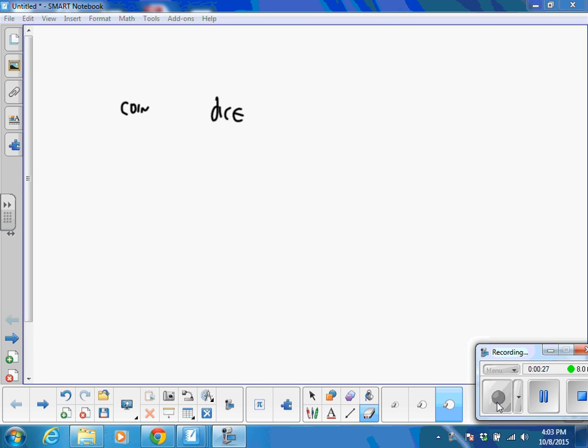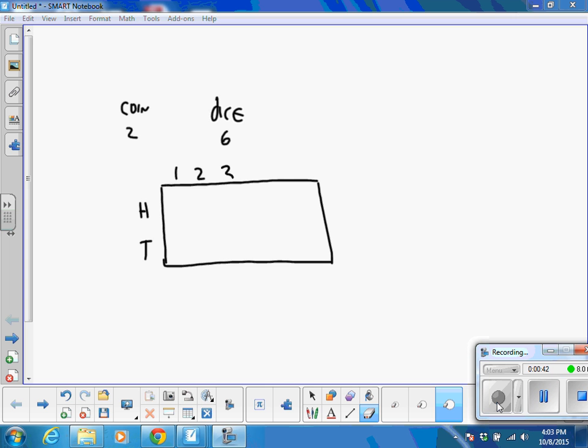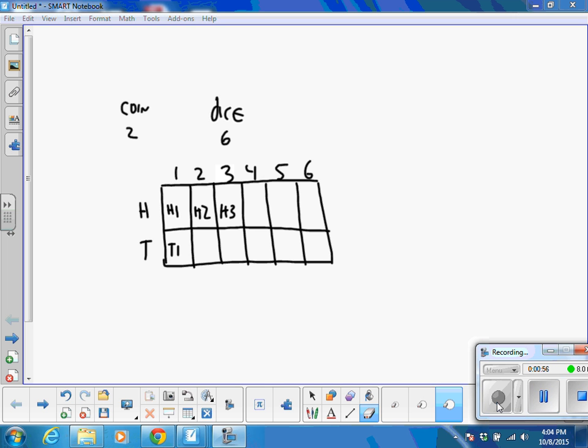Okay, my area model is going to have 2 options for the coin, heads or tails, and 6 options for the dice. So my area model actually is going to be more of a rectangle type thing, because I can either get heads or tails, and I can roll a 1, 2, 3, 4, 5, 6. So my area model looks like this. And this is getting a heads in 1, this is getting a tails in 1, heads 2, heads 3. I'm going to pause and fill this out.